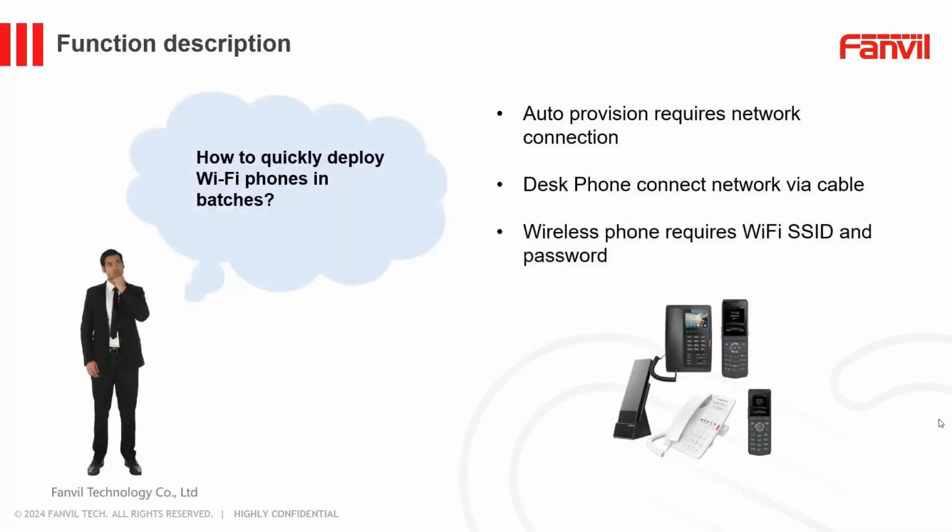So Fanvil devices require network connection for auto provisioning. Meanwhile, we have desk phones that require only the cables and wired connection to connect to the network. When we have many phones, like Wi-Fi phones in batches, it is a little bit difficult to configure all the devices manually. So we have at Fanvil different methods and options to provision your devices and to configure Wi-Fi settings.